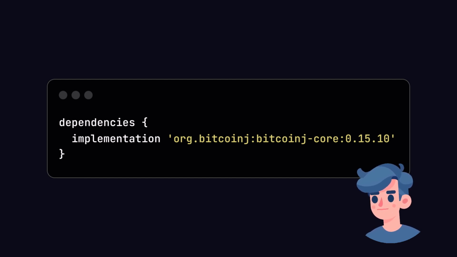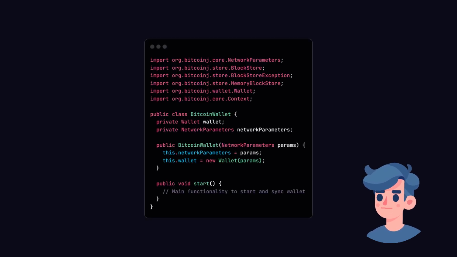For this tutorial, we'll use Bitcoinj, a Java library that allows for the easy implementation of Bitcoin. Let's go ahead and add the necessary dependencies. Once our dependencies are set, we can start programming. First, we need to create a wallet and ensure it is synchronized with the Bitcoin network. We will create a Bitcoin wallet class that handles this functionality.